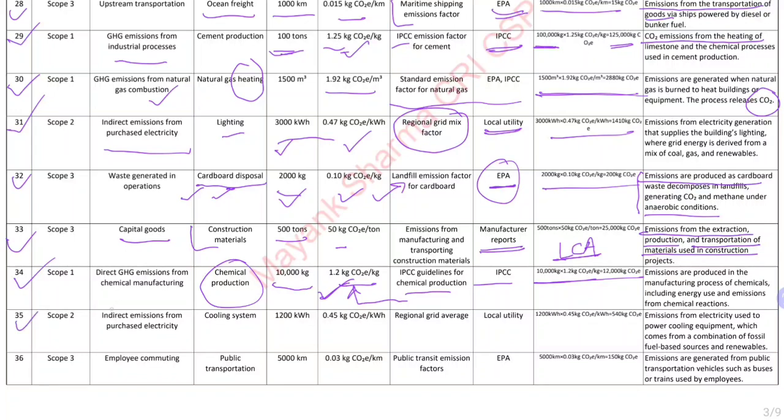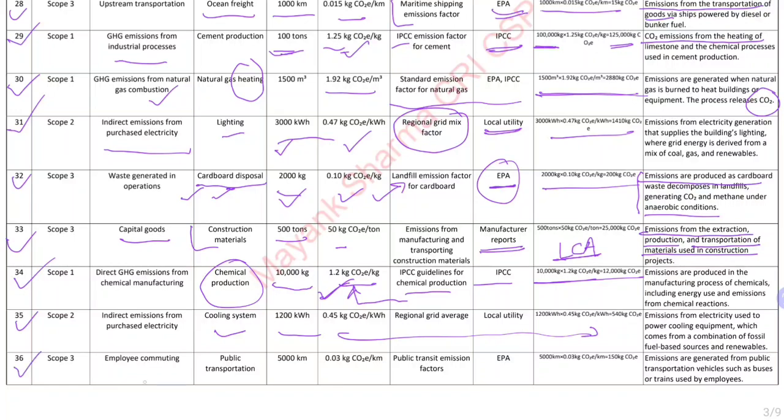And in the scope 2 example, indirect emissions from purchased electricity required for the cooling system. This is the electricity consumption. It is quite similar to the example we have seen earlier, like for the cooling equipment we need power supply or electricity supply, which comes from a combination of fossil fuels and renewables.